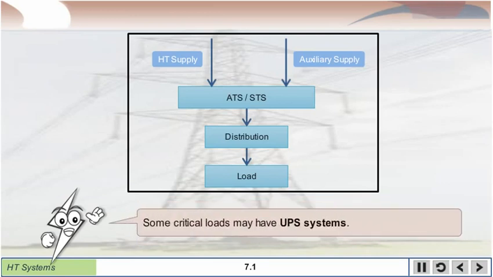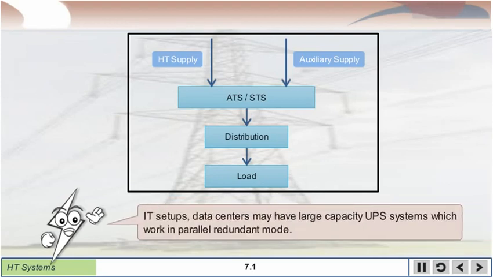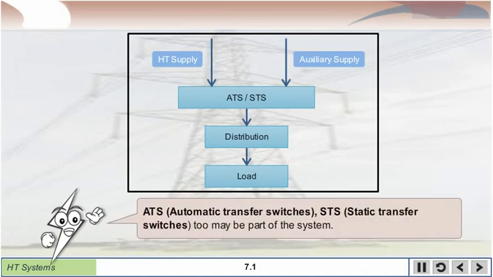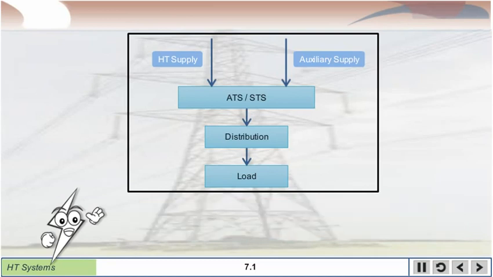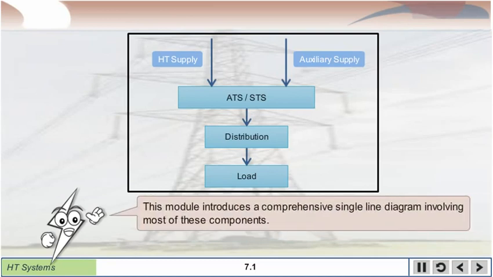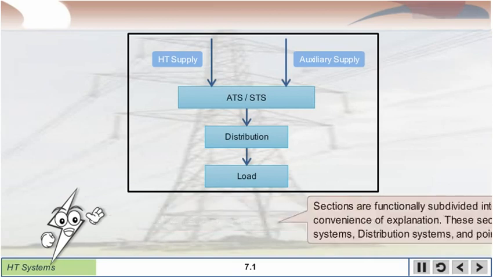Some critical loads may have UPS systems. IT setups, data centers may have large capacity UPS systems which work in parallel redundant loads. ATS, that is automatic transfer switches, STS, that is static transfer switches too, may be a part of the system. This module introduces a comprehensive single line diagram involving most of these components.